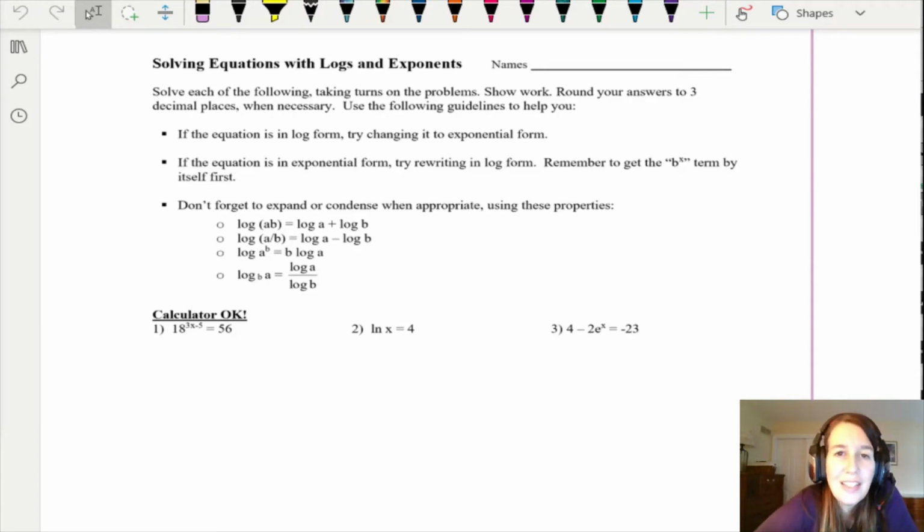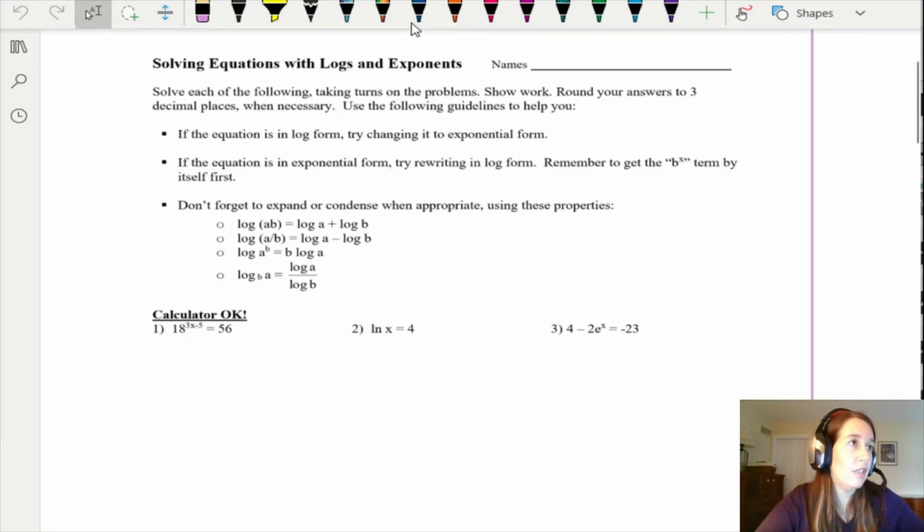So this is the 6.6 practice sheet. This is how to solve equations with logs and exponents. And I encourage you to do this sheet before looking at these answer videos, how things are explained, because you should be able to do a lot of these yourself. I personally love the part at the top that just kind of gives you some reminders of how to solve log problems.